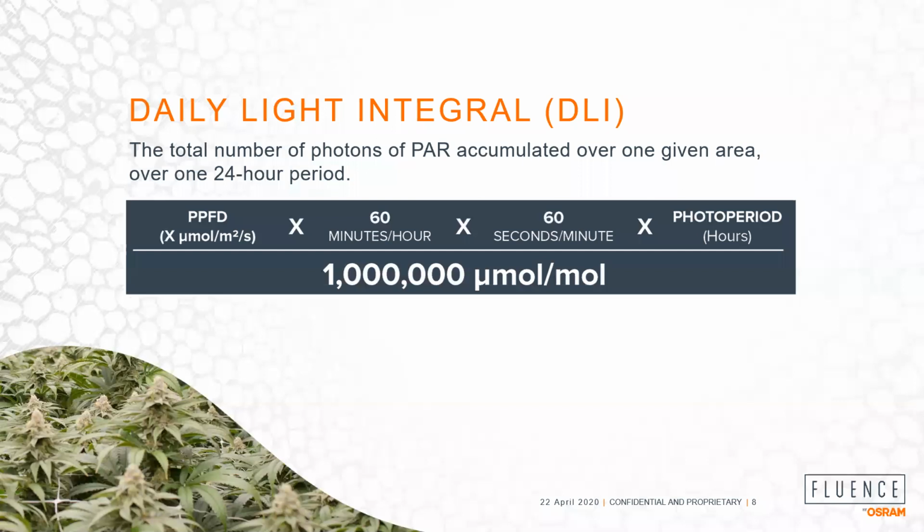This leads us to the calculation of actually what daily light integral is. And this is the total number of photons of PAR accumulated over a given area in a 24-hour period, like we were saying. So we take the PPFD, otherwise known as the micromoles per square meter per second, and we multiply this by 60 seconds, which is 1 minute. Then we multiply that by 60 minutes, which equals 1 hour, and we multiply that then by the photoperiod. So how many hours is your plant actually needing? Whether it's vegetative, it will be 1 value. Whether it's a bloom number, it will be 1 value. And then we divide this over 1 million micromoles per mole.